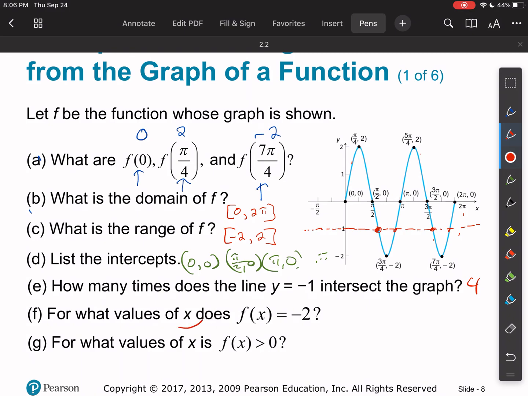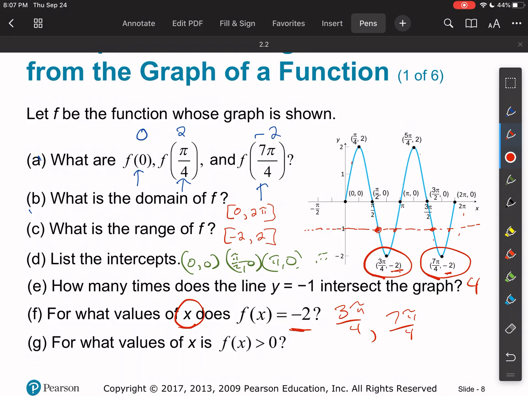And then for f, it says what values of x does f of x equal -2? Okay, so we're looking for x values, x coordinates, where we get a -2 out. The only places that happen are here and here. All right, so 3 pi over 4 and 7 pi over 4 are the two places where we get a -2 out of the function. The only two places where there's a -2 in the y.